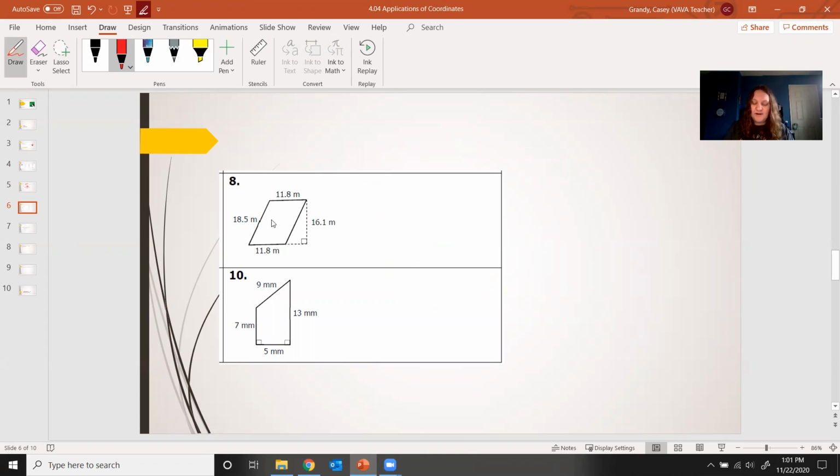Here I have another parallelogram, but this time its height is on the outside, and that's okay. I could put the height here if I wanted, and it would still be 16.1. They just have the height labeled on the outside. The base is 11.8. So we'll plug that into our calculator. 11.8 times 16.1, we get 189.98. Our units are meters, so for our area, the final unit will be meters squared.